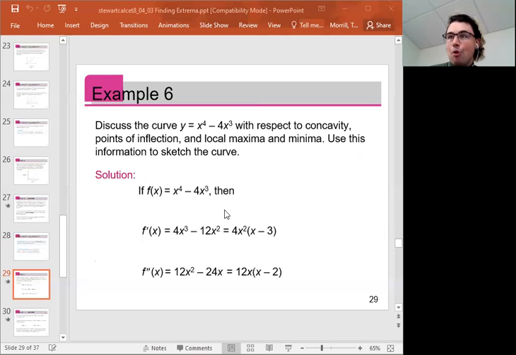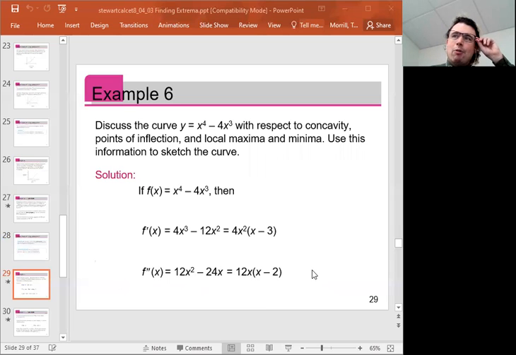Okay, so first I need to take the first derivative. Derivative of x to the power 4 is 4x cubed. Derivative of 4x cubed here is 12x squared. All right, and they've gone ahead and factored that for us. How nice. Now I need to take my second derivative as my second step. So I'll take a derivative of 4x cubed and I get 12x squared. I'll take a derivative of 12x squared, I get 24 times x. And again, we have that factorization given to us.